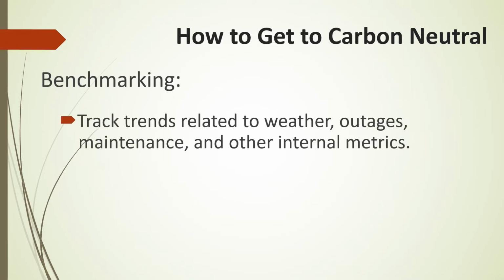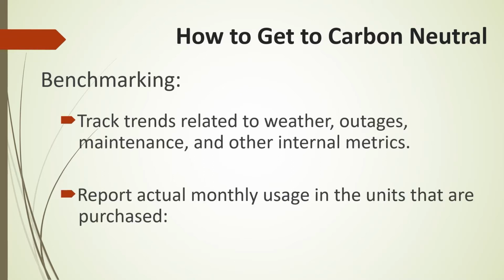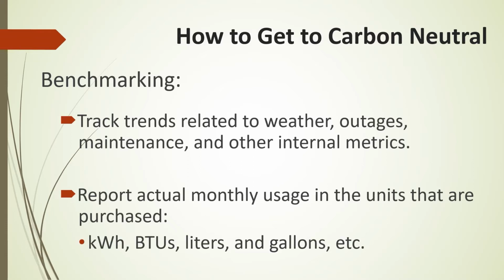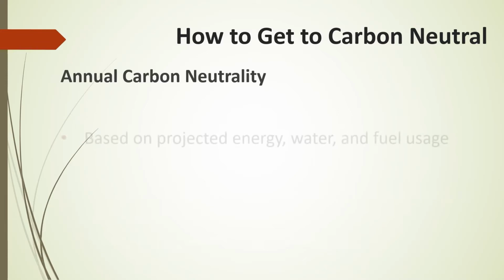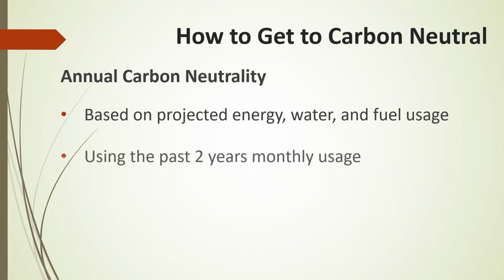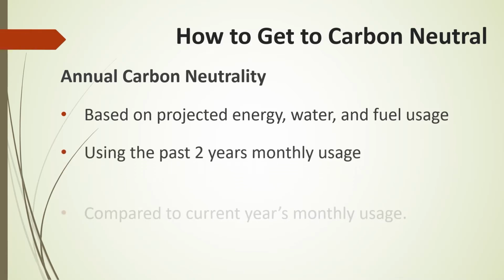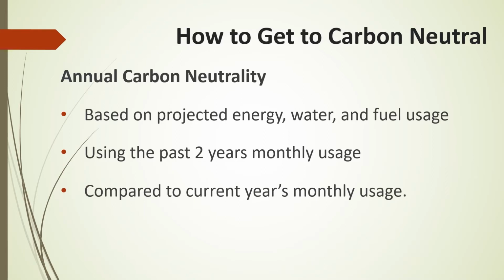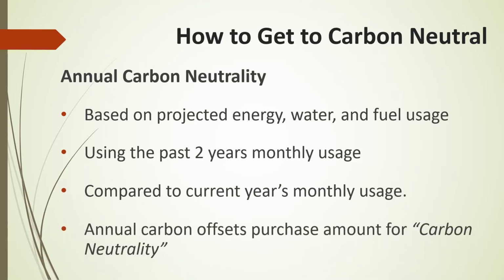So benchmarking. We track trends related to weather, outages, maintenance, and other internal metrics, and report actual monthly usage in units that are purchased. That would be kilowatt hours, BTUs, liters, gallons, etc. So then we project our carbon neutrality based on what we think the energy, water, and fuel usage is going to be, using the past 2 years' monthly usage and comparing it to the current year's monthly usage. That gives us our annual carbon offsets purchase amount for our carbon neutrality.